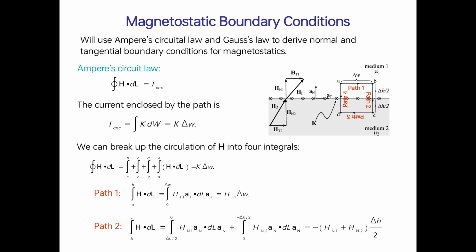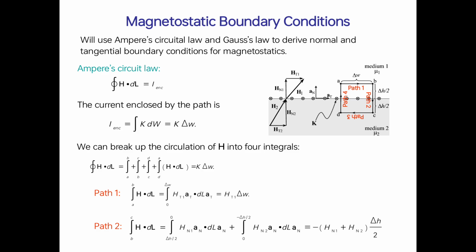We can break up the circulation of H into 4 integrals. The closed integral of H dot dl will be equal to a to b plus b to c plus c to d and d to a of H dot dl, which equals K into del w. In part 1, a to b of H dot dl will be equal to the integral from 0 to del w of H tangential into the unit vector at into the differential length dl and unit vector at. So we will get Ht1 into del w.